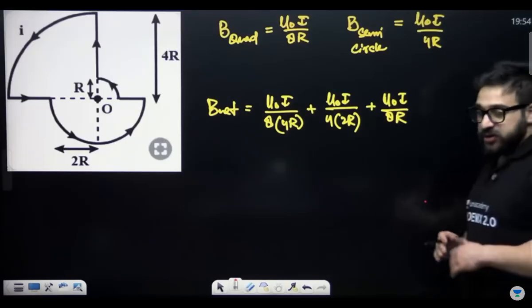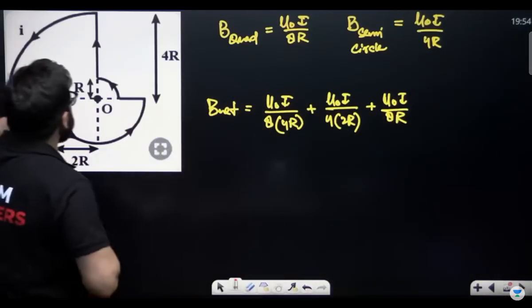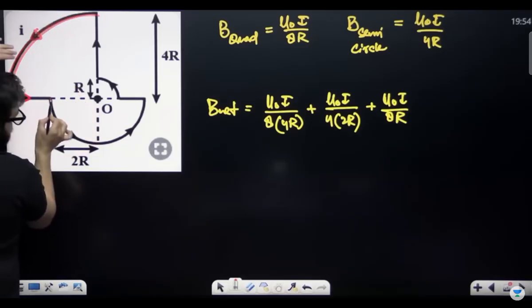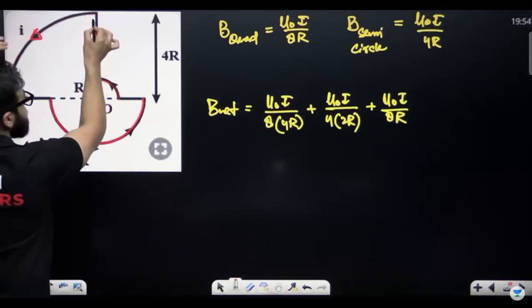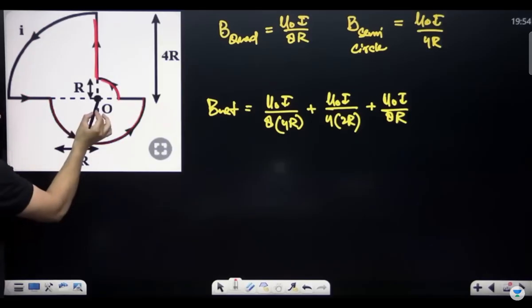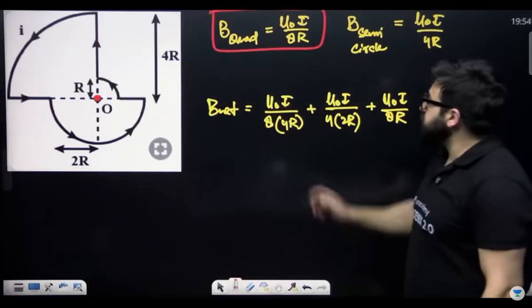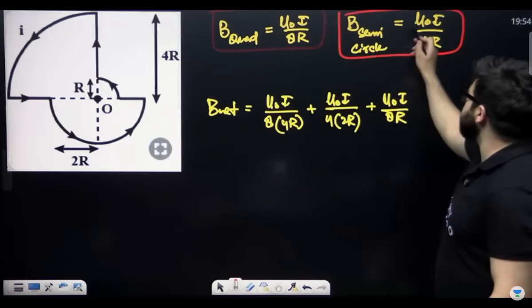Then guys, you have this particular concept, very important. In this particular case, this is what we call the arc. Current is flowing in the arc. This is called a straight wire. This is called a semicircular wire. This is again an arc, this is semicircular, and this is a straight wire. Now guys, you have to find the net magnetic field at the center. First of all, magnetic field due to an arc at the center is mu naught I by 8r. Magnetic field due to a semicircle is mu naught I by 4r.